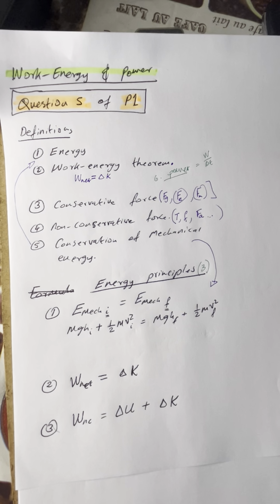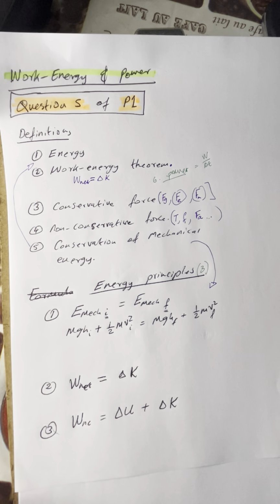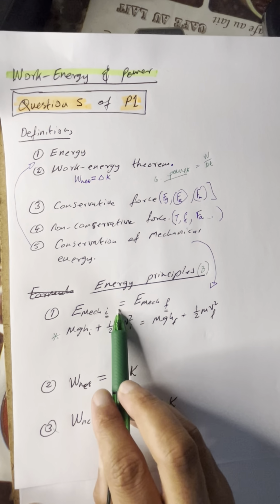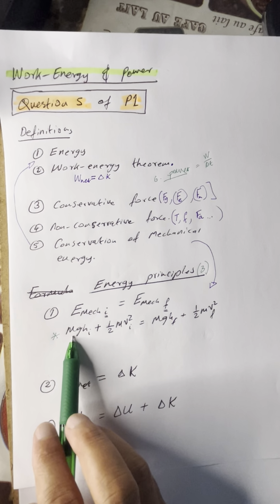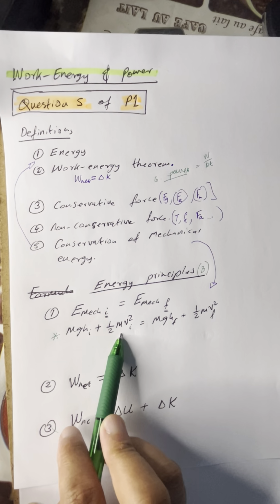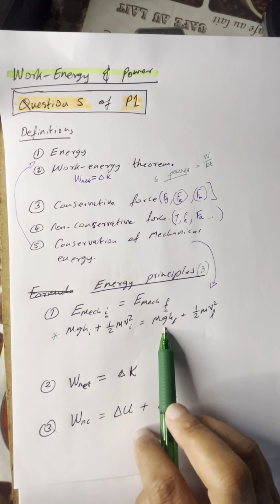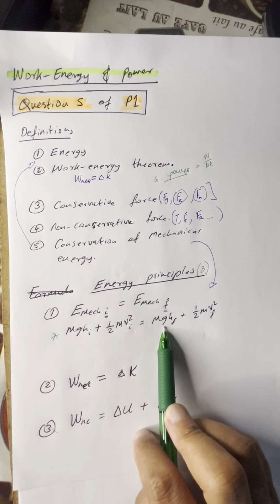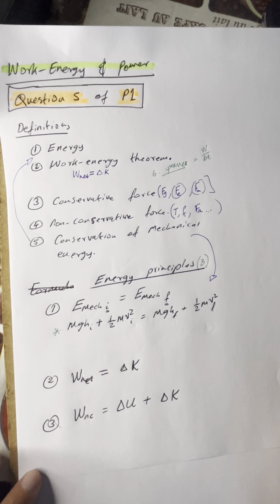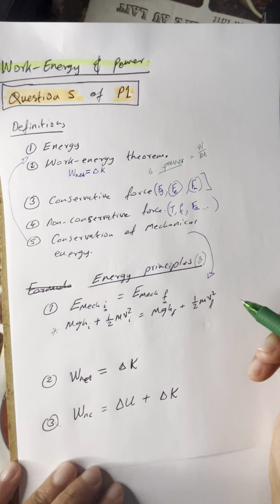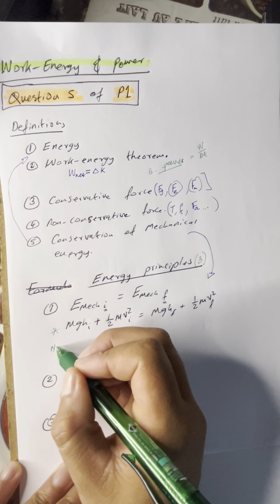The first one is the conservation of mechanical energy. It's definition 5. We are not given this formula in the formula sheet, but you have to remember it. The total mechanical energy before equals the total mechanical energy after. So this is the potential energy plus the kinetic energy of an object before equals the potential energy and the kinetic energy of that object after. So please remember it, know how to use it. Also, this formula is only applicable when there is no frictional force. So note this very well.